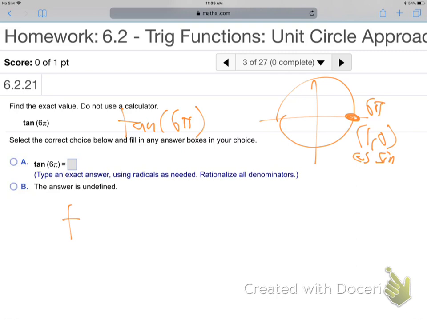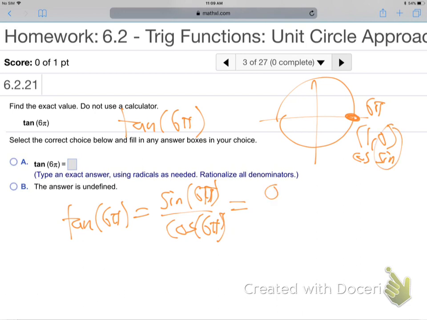So what do they want, tangent? So tangent, the definition is sine over cosine, like that. And so what is sine of 6 pi? 0. Cosine is 1. 0 over 1 is 0. So that's how we do that without our calculator. Is that making sense? And so, yeah, let's leave it at that.